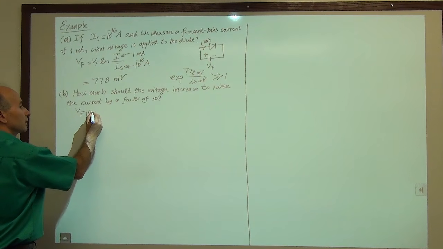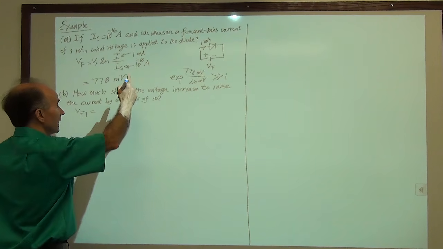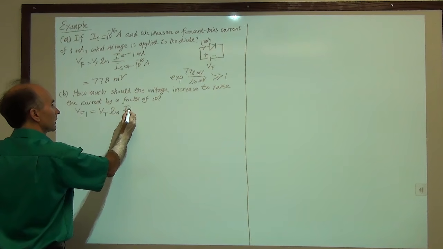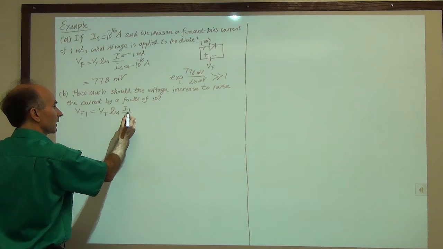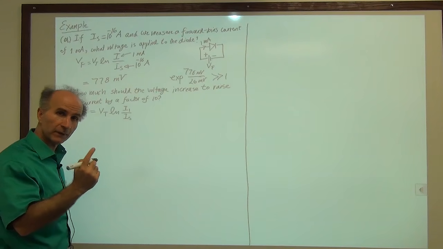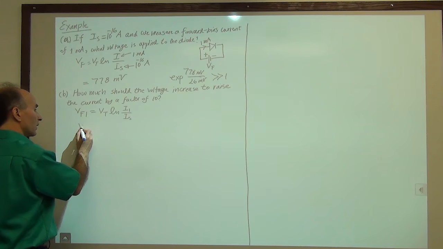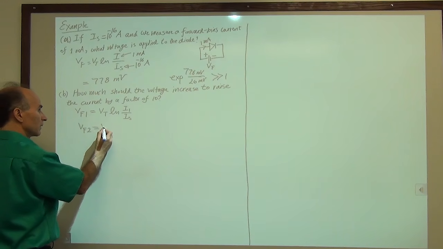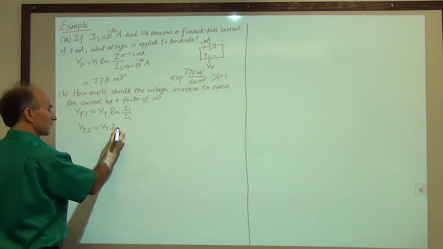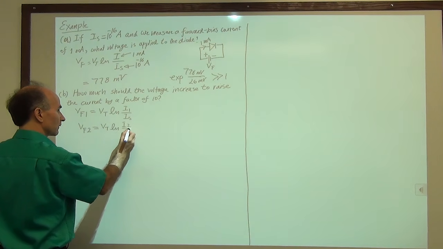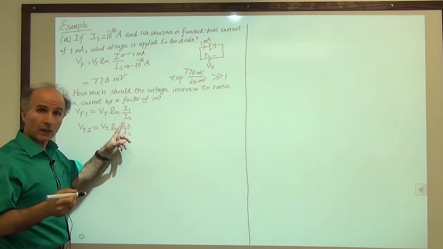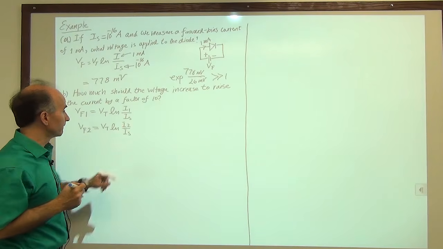So we have VF1 for the first current level, let's say 1 milliamp, was VT log of I1 over IS. I1, for example, 1 milliamp. Now, if I want to go to 10 milliamps, 10 times, I'll call that VF2. So VF2 is VT log of I2 over IS. I2, for example, 10 milliamps.